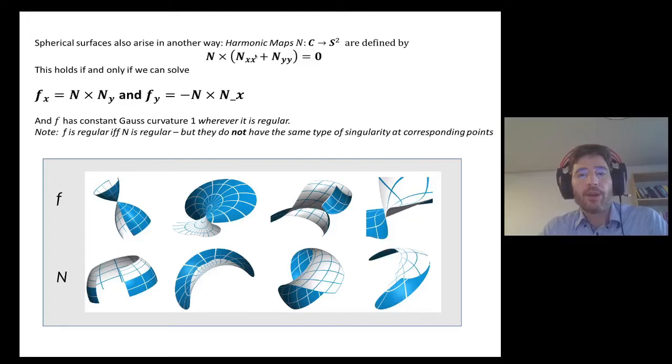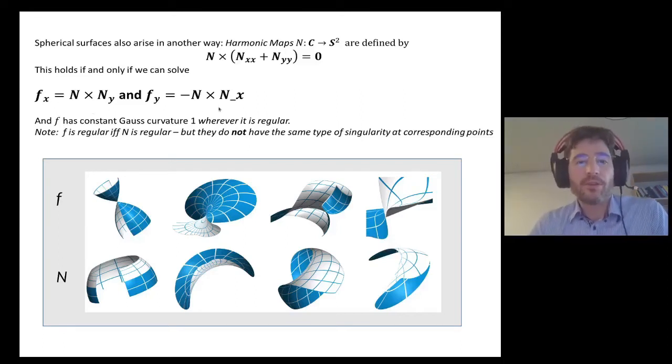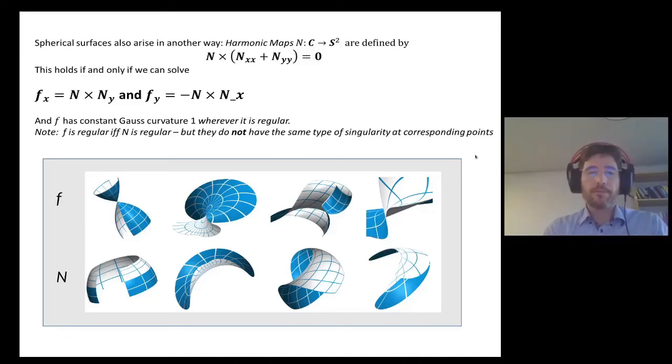So given a harmonic map into S2, you can solve this equation, and then you can just check that if it's a surface, if this map is regular, then its Gauss curvature is 1. And conversely, if you have a constant positive Gauss curvature surface, you can check that its Gauss map is harmonic. So if you look at this for a little bit, you can also see that F is regular if and only if n is regular in this case, but the singularities are different types for these 2 surfaces.